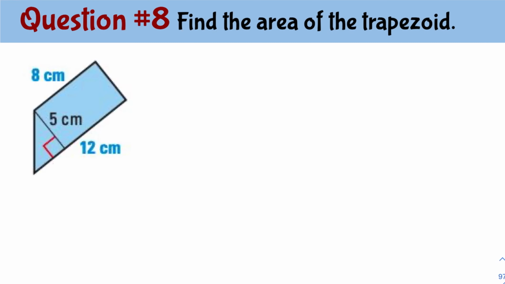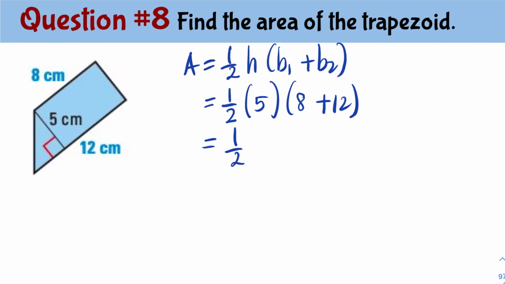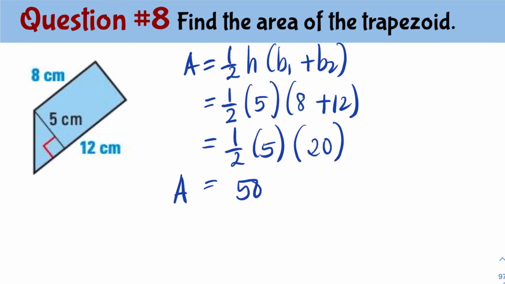Question number 8. Find the area of the trapezoid below. Area is equal to 1/2 times height, base 1 plus base 2. So calculating for the area, we have 1/2 times the height, 5 centimeters. Base 1 and base 2 are 8 and 12. So we have 1/2 times 5 times 20. So 1/2 of 20 is 10. 10 times 5 is 50. So the area here is 50 centimeters square.